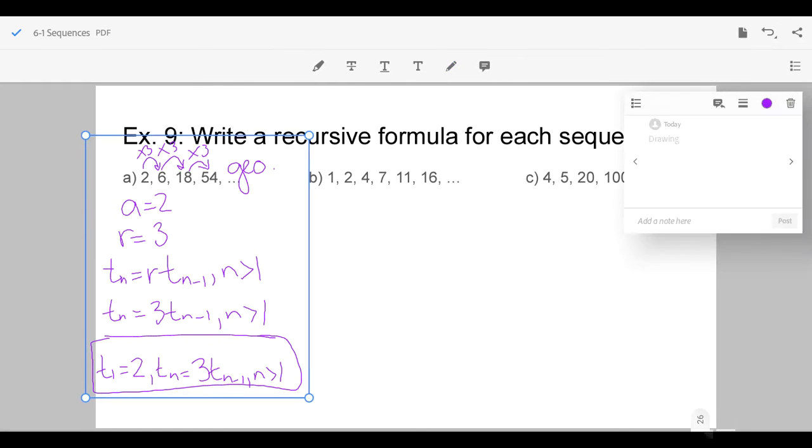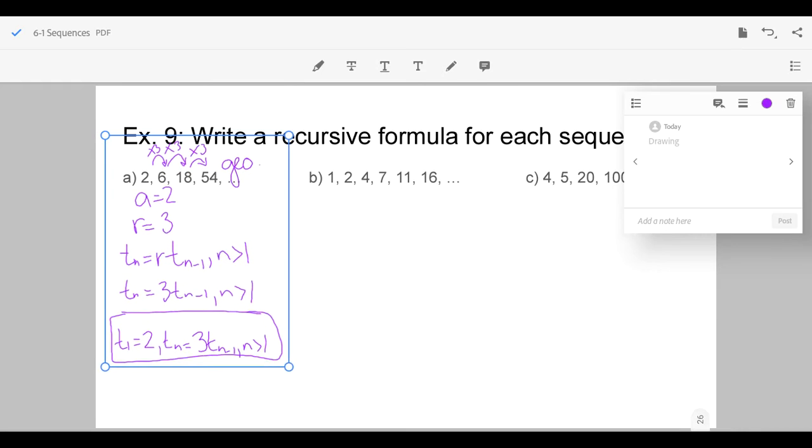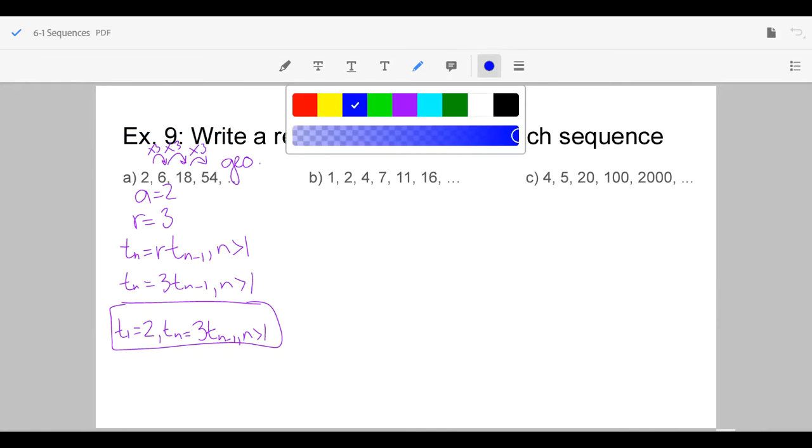Maybe I could shrink this down a little, just to make sure we have room for the next one. All right.